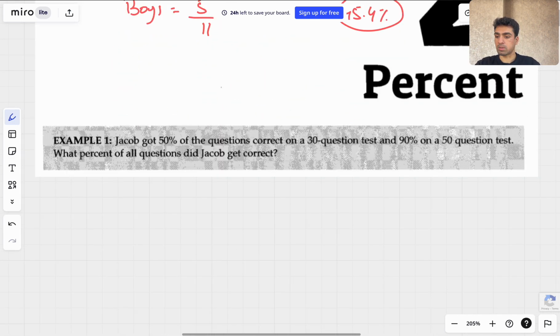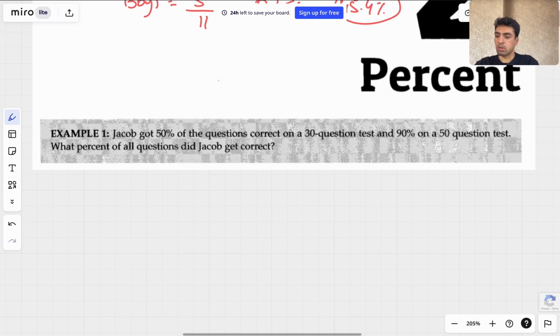Now, for example, let's say you have Jacob, who got 50% of the questions on a 30 question test correct and 90% on a 50 question test correct. What percent of all questions did he get correct? Now in total I have 30 questions in the first one and 50 in the second one, which means in total I have 80 questions, right? Now I need to find the number of those questions that were correct. It says 50% were correct.